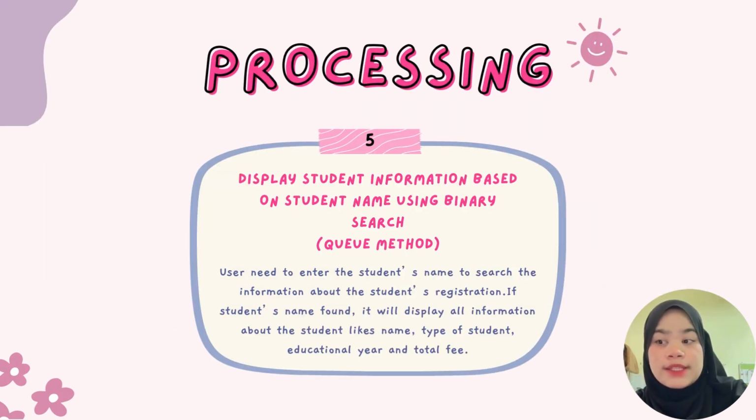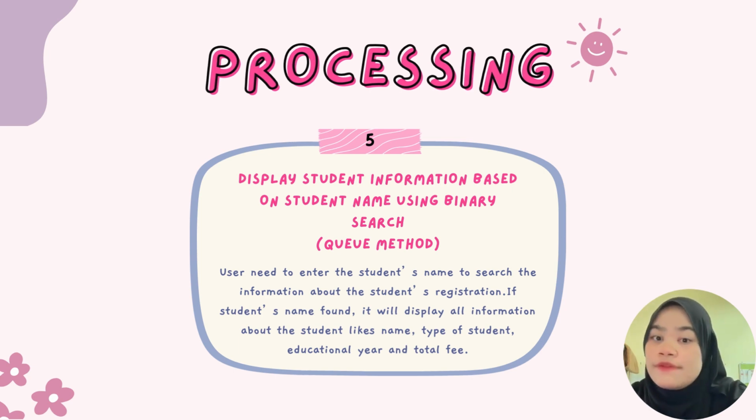For the last one is display student information based on student name using binary search. For information, the user needs to enter the student's name to search the information about the student registration. If the student's name is found, it will display all information about the student like name, type of student, educational year and total fee. That's all.